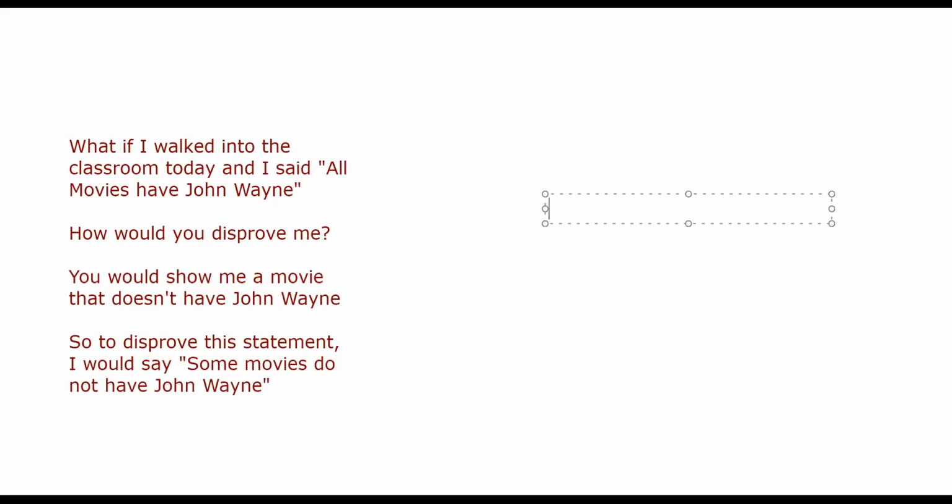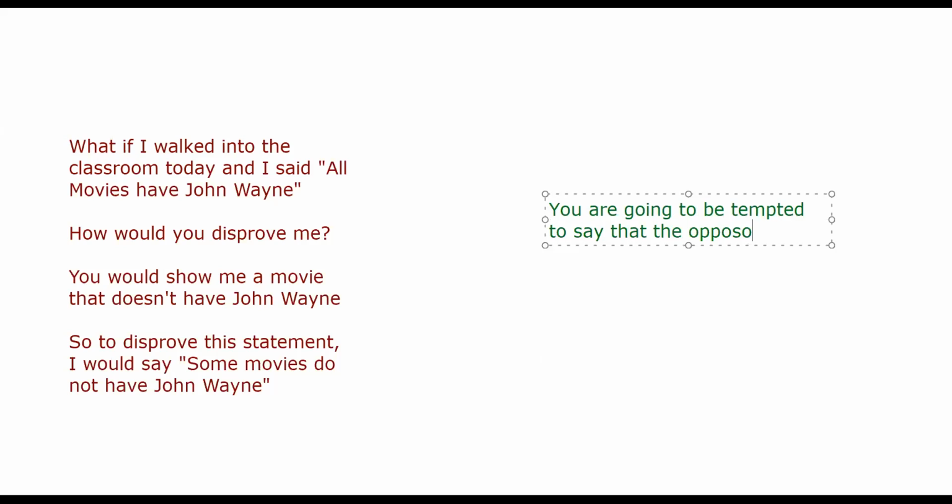You're tempted, let me use a different color. You are going to be tempted to say that the opposite of "all A are B" is "no A are B." But think about this particular case. That would be like saying no movies have John Wayne. So to disprove the statement all movies have John Wayne, you have to try and say no movies have John Wayne. Well, isn't that really difficult to establish? You'd have to go through every single movie and show that it doesn't have John Wayne. But you don't have to go nearly that far.